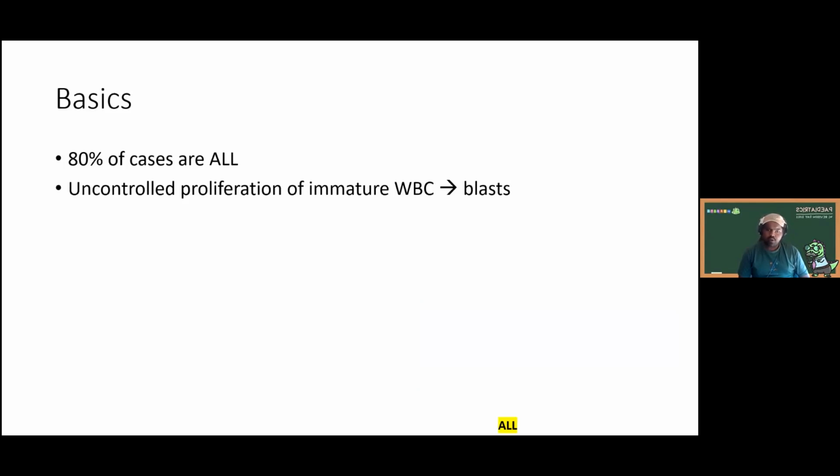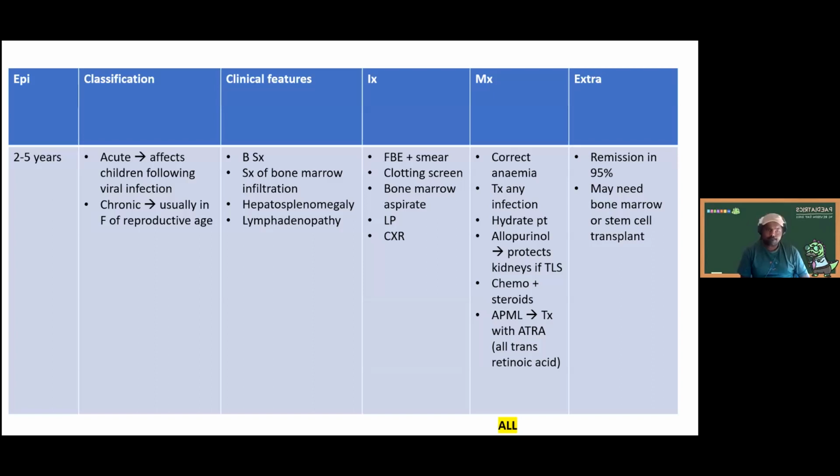So really, the bone marrow is trying to pump out these white blood cells that aren't really doing much, that clog up the blood, that clog up the bone marrow, that clog up the liver, that clog up the spleen. And this is why we see a lot of the symptoms and signs that we'll talk about on the next slide. So it's seen mostly in children 2 to 5 years.